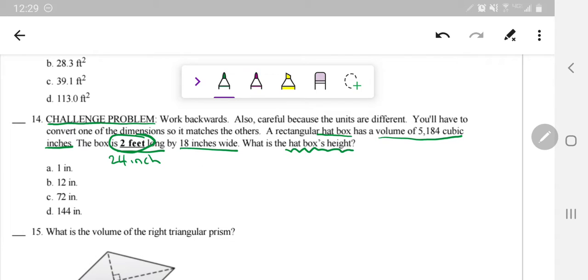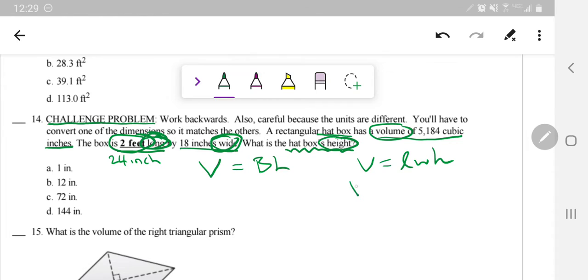And now we need our volume formula, because that's what we're dealing with, for a rectangular prism, which is either big B H or volume equals length times width times height. Remember, the length, width, height formula only works for rectangular prisms, not for triangular prisms. I think that the LWH is going to suit us better here because it uses the language that fits that. It says length, it says wide, and it says height. So let's go with that.